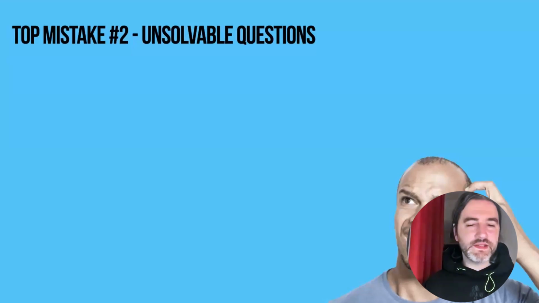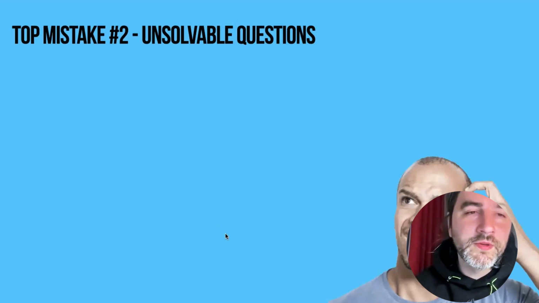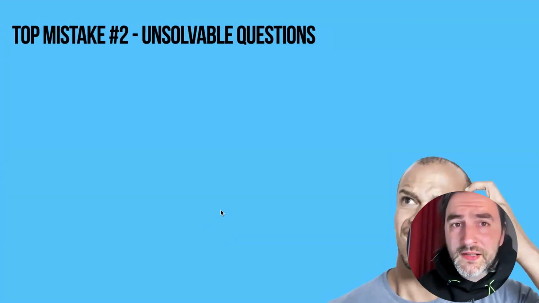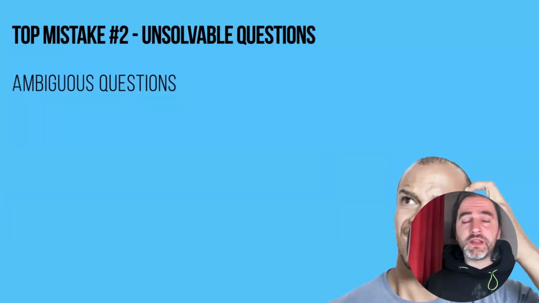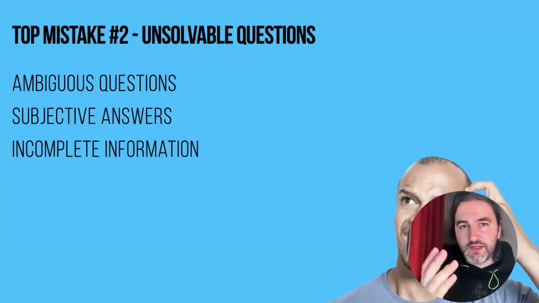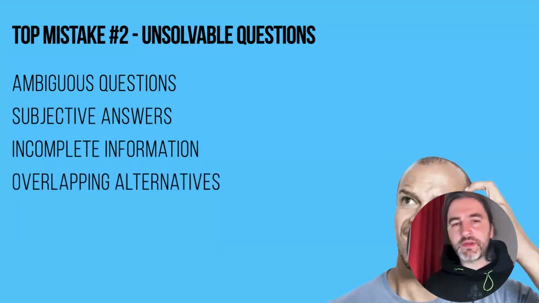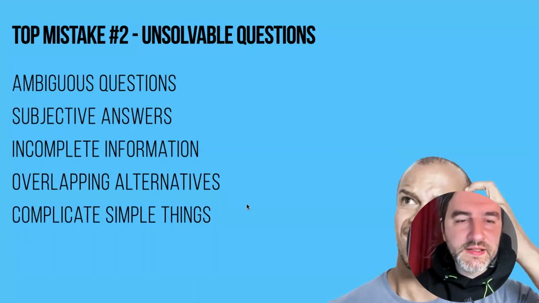All right. So the next mistake is unsolvable questions. We're at half hour, so we're almost at the end. Top mistake number 2 is unsolvable questions: the questions that you can't really answer. They can be ambiguous. We've seen a couple of those just now. The answers can be subjective, right? So good, bad, things like what would you do, what would someone do, and so on. Incomplete information, again, we've seen an example of that. Overlapping alternatives, we'll talk about this in a sec. And questions that complicate simple things, right?